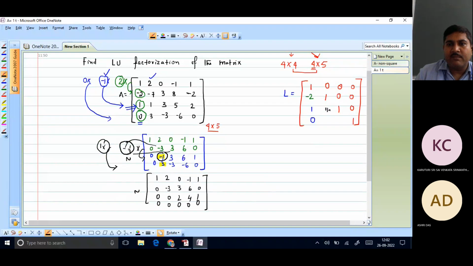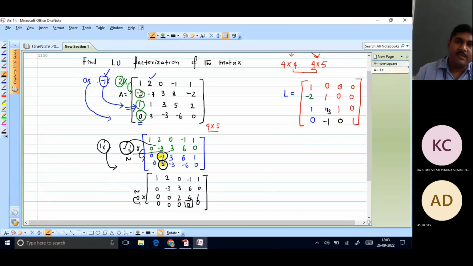So I will put here 1 by 3. For this position, what is my multiplier? My multiplier is 1, so its negative is -1. And one position required, but no operation is needed. For the place here, already I am getting 0, and I need 0 in that place. So what I will do, I will multiply the third row by 0 and add it to this, and its negative is 0, so I will put here 0.